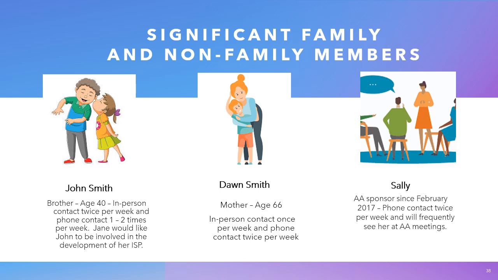John Smith, brother, age 40, in-person contact twice per week and phone contact 1 to 2 times per week. Jane would like John to be involved in the development of her ISP. Dawn Smith, mother, age 66, in-person contact once per week and phone contact twice per week. Sally, AA sponsor since February 2017, phone contact twice per week, and will frequently see her at AA meetings.